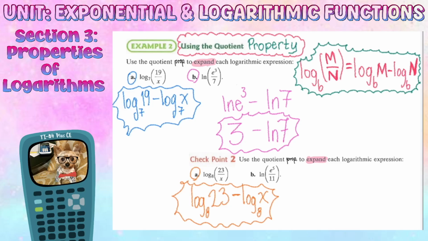And last we have this one over here. And I have the ln of e to the 5th power minus the ln of 11. Similar to the last example, ln is log base e, so e to what power equals e to the 5th? 5. 5 minus the ln, or natural log of 11.